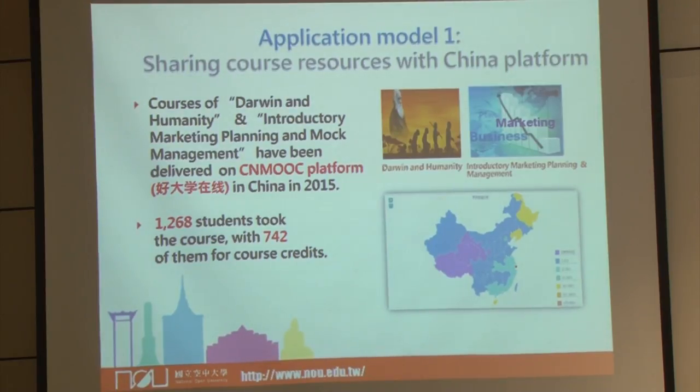In Chinese, we say 好大学在线, in mainland China in 2015. There were more than 1,200 students in the course, with 700 of them taking it for course credit. From this map, you can find the most students are from the Northeast region and Hainan Island.